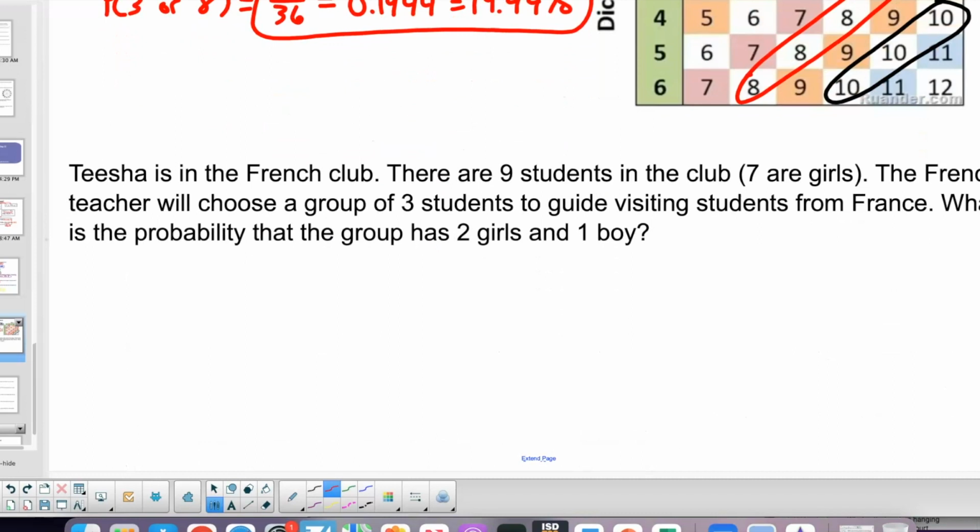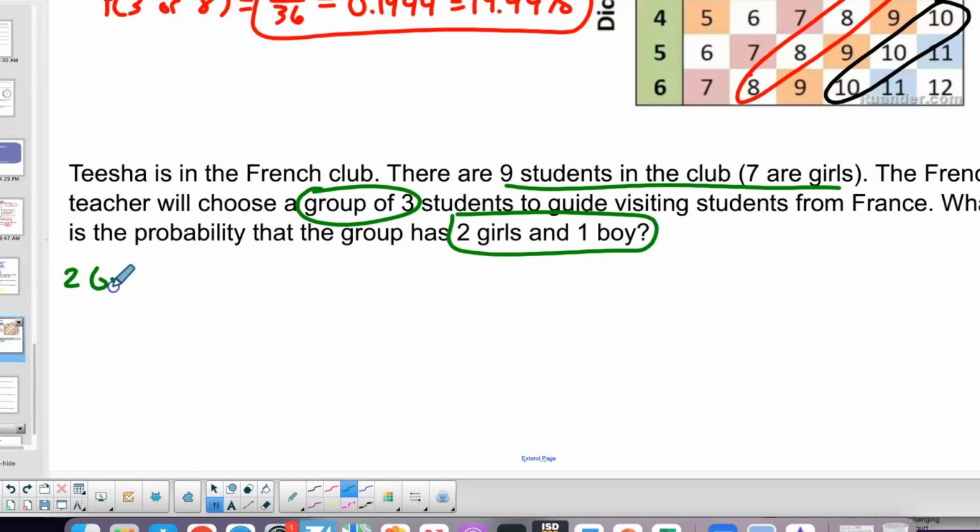So Tisha is in the French club. There are 9 students in the club, 7 are girls. That's important. The French teacher will choose a group of 3 to guide visiting students from France. What is the probability the group has 2 girls and 1 boy? So this problem takes a couple of combination steps. The first thing is we've got to figure out how many groups have 2 girls and 1 boy. That's going to be step 1. How many groups have that?